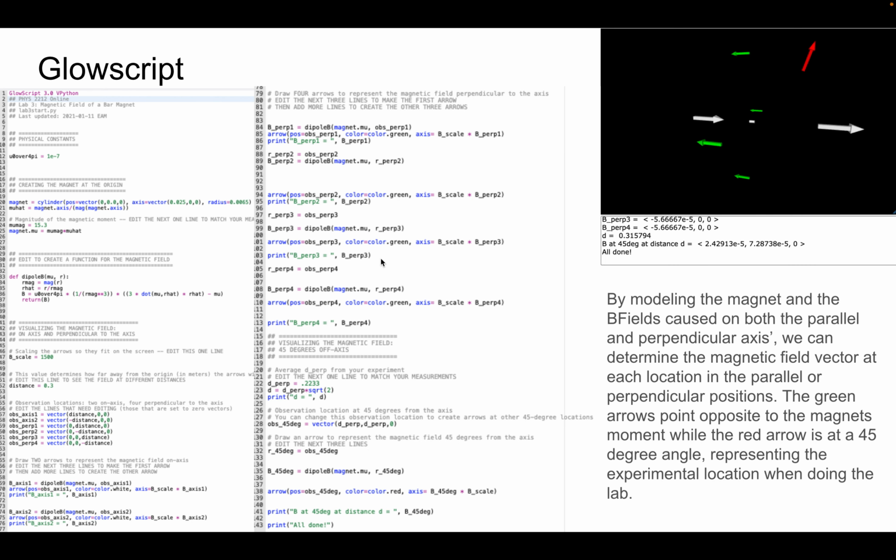Some of the code. Because we modeled the magnet and the B fields, we can determine the magnetic field vector at each location in the parallel or perpendicular positions. Green arrows point opposite to the magnet. The red arrow is at a 45-degree angle right here. This represents the experimental location when we're doing the lab.